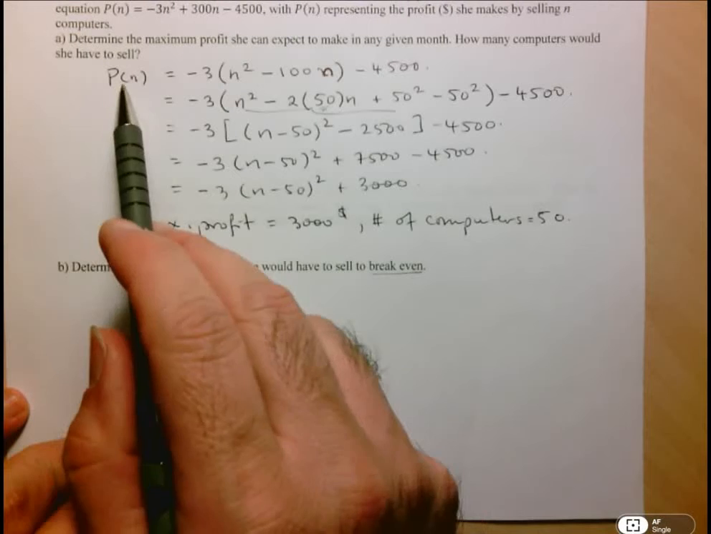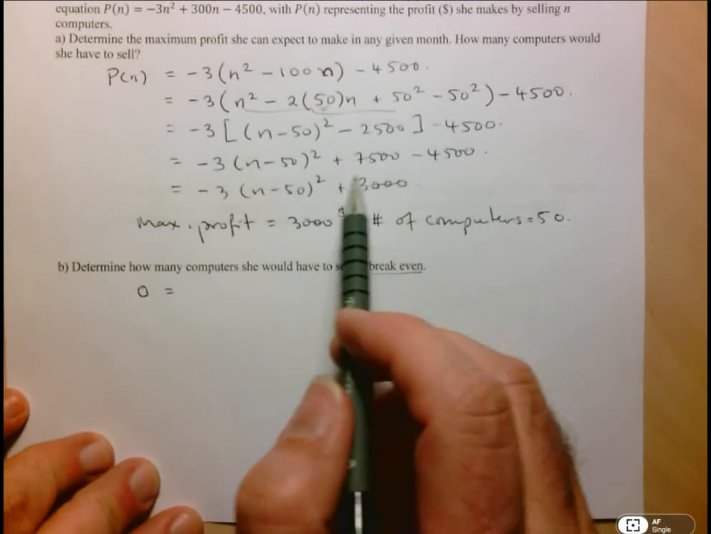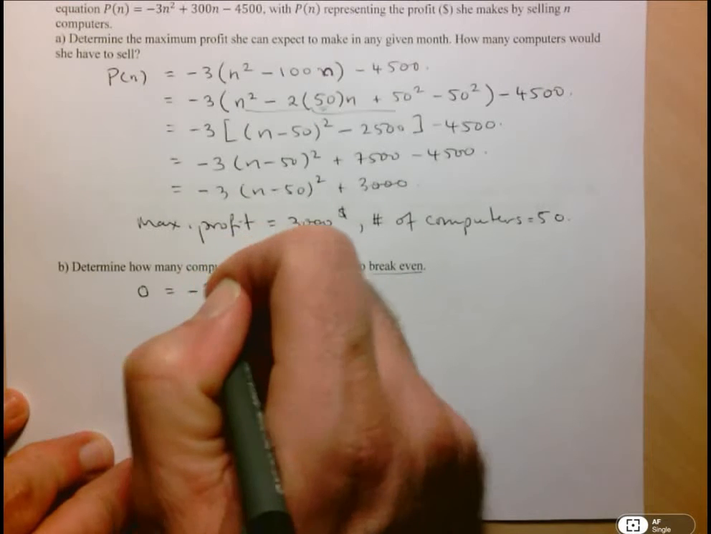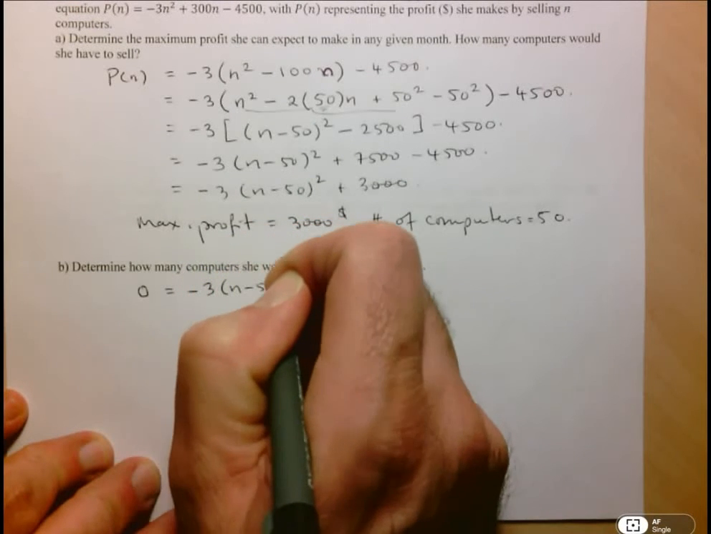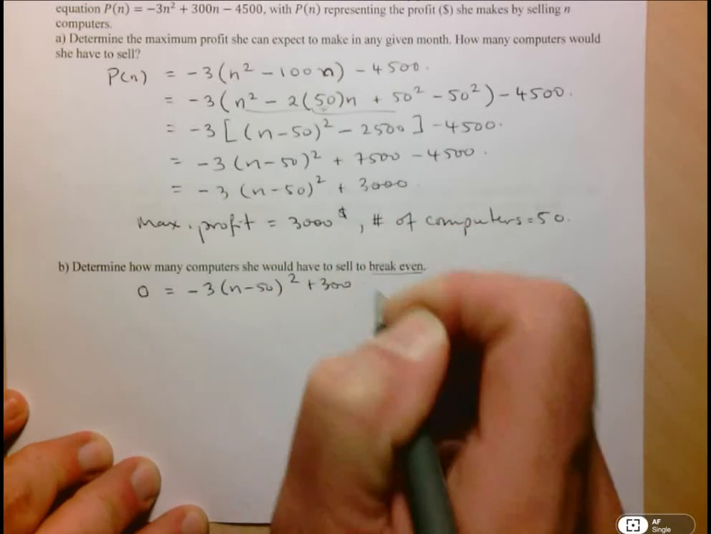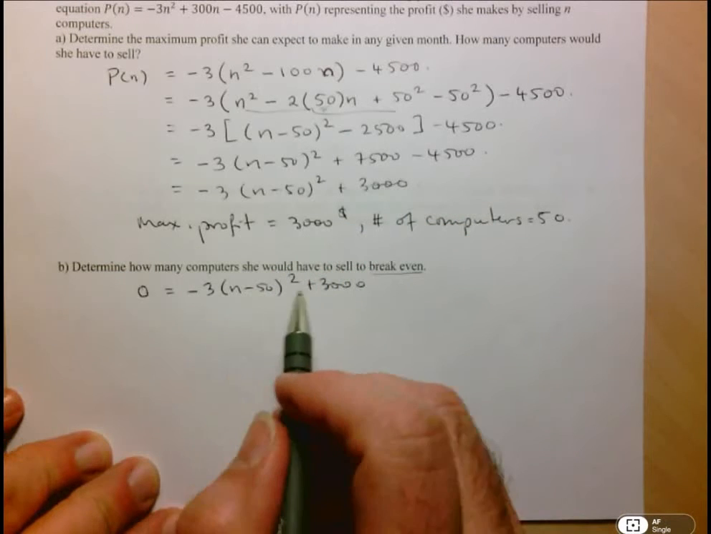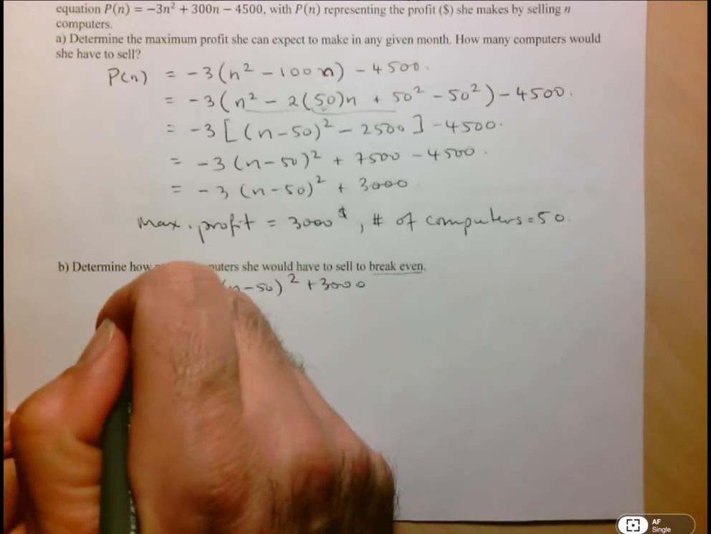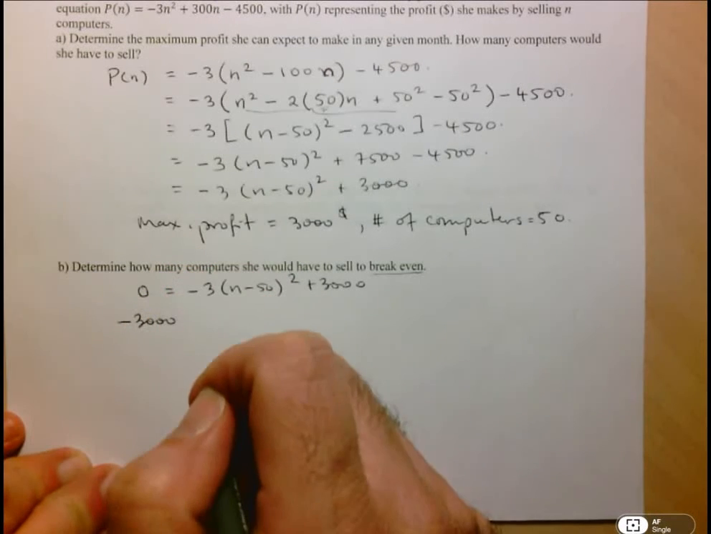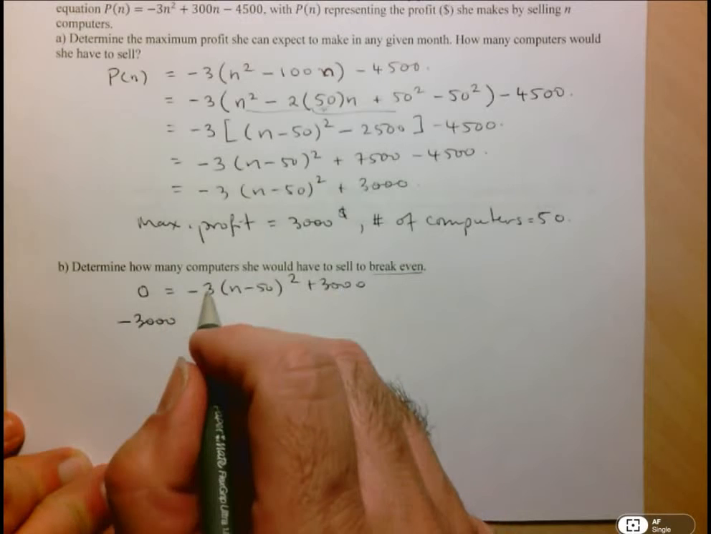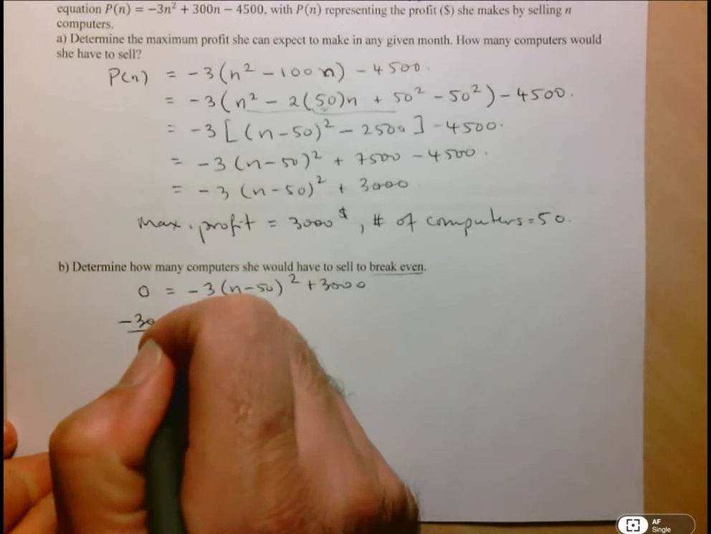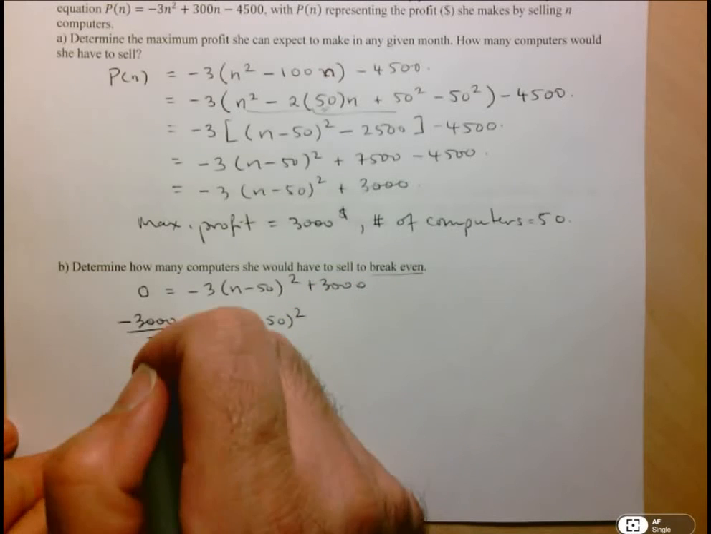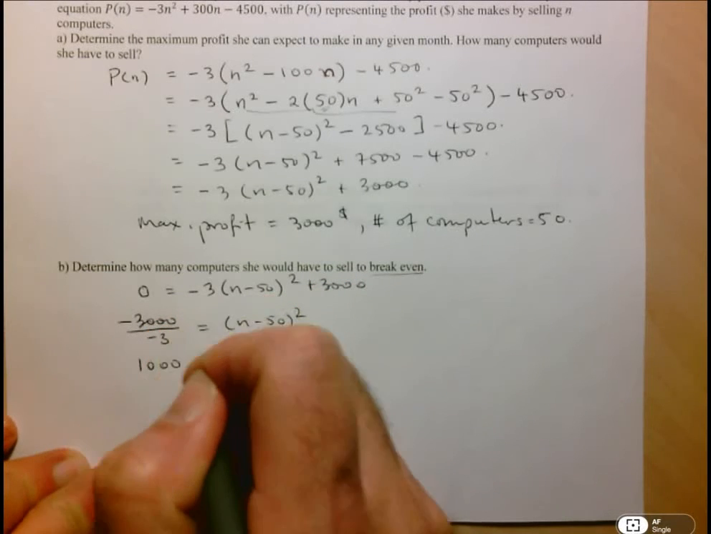So I set p to 0, and I'll start with vertex form instead of factored form. Okay, so I got negative 3(n minus 50) squared plus 3,000. Now in this form, I'm able to solve using opposite operations. So let's bring the 3,000 to the other side. So I got negative 3,000. Once I bring that to the other side, I can divide by negative 3. So I'm left with 1,000.